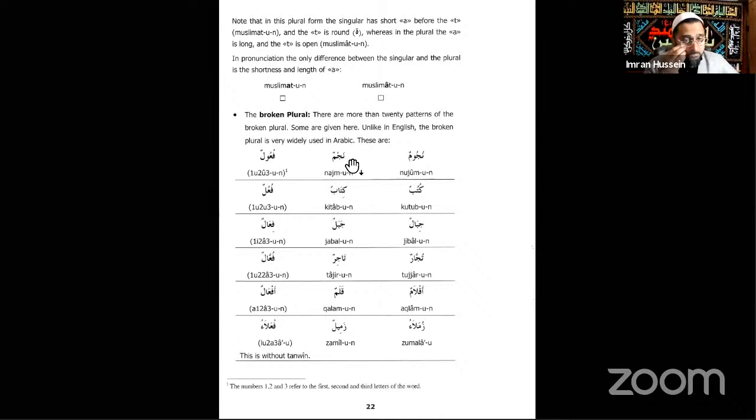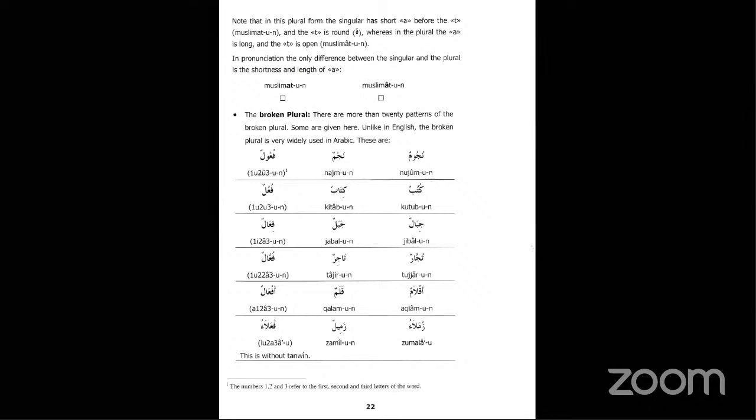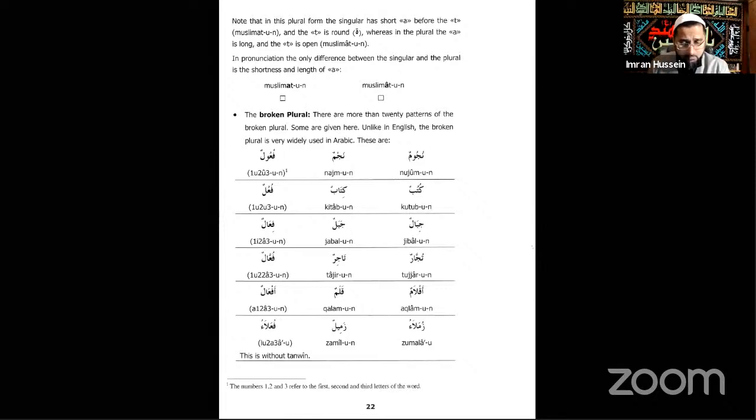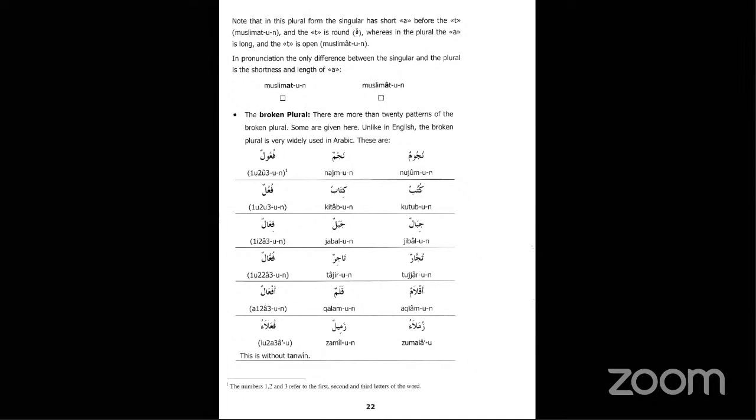Sister Batul, Bismillah. Bismillah ar-Rahman ar-Rahim. Najmun, nujumun. What does it mean? Star and stars. Correct. Kitab, kutubun, one book, singular. Kutub, many books. Jabalun, a mountain. Jibalun, many mountains. Tajirun, a merchant. Tujjarun, many merchants. Qalamun, one pen. Aqlamun, many pens. Zamilun, what is Zamil? Zamilun is colleague. Okay, colleague. And Zumala is colleagues. Excellent.